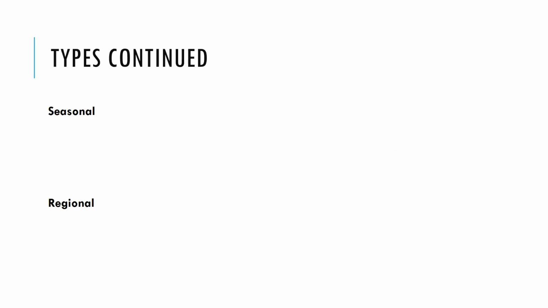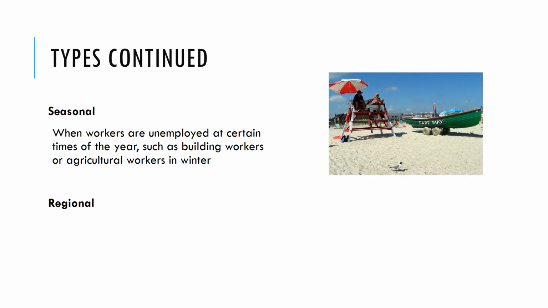Okay, fifth and sixth, seasonal unemployment. That is when workers are unemployed at certain times of the year, such as building workers or agricultural workers in winter, or maybe someone who works as a lifeguard in the summer might find they're out of work in the winter. That would be seasonal unemployment.